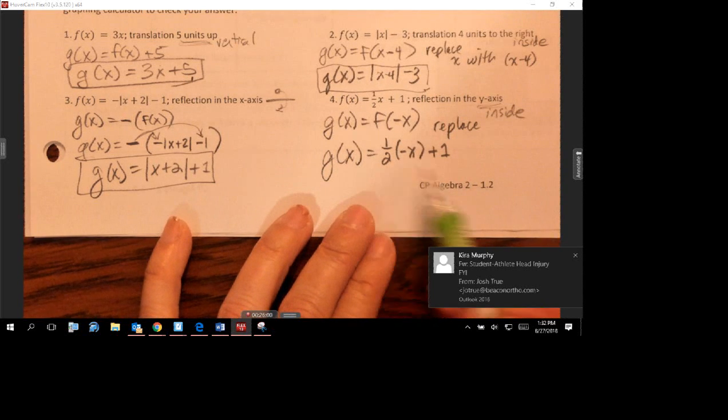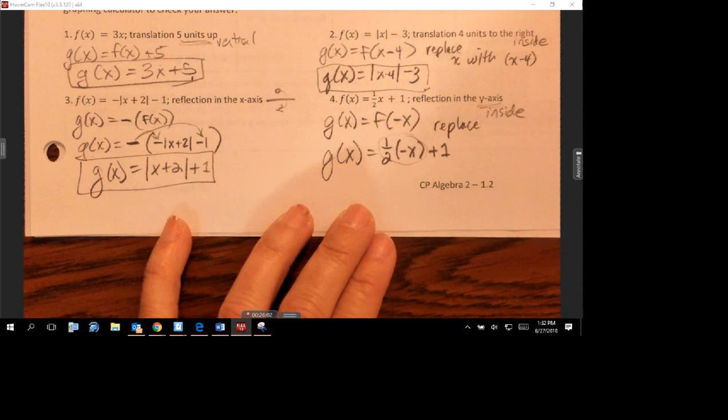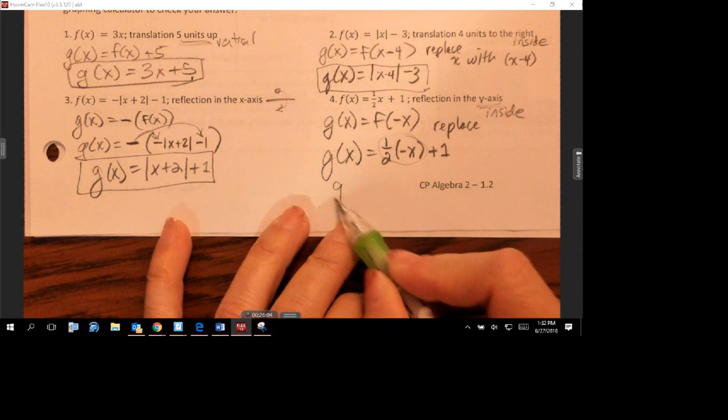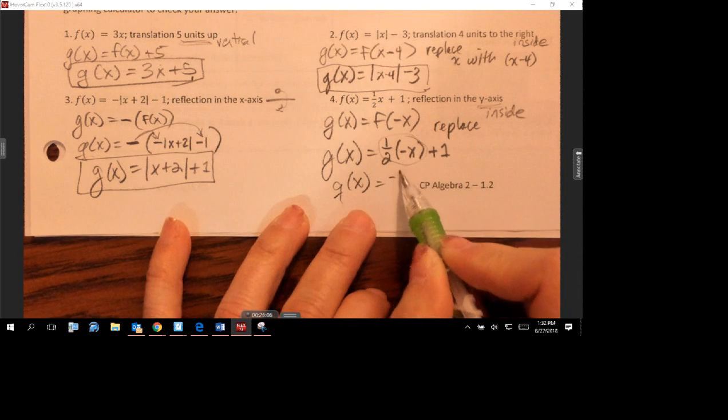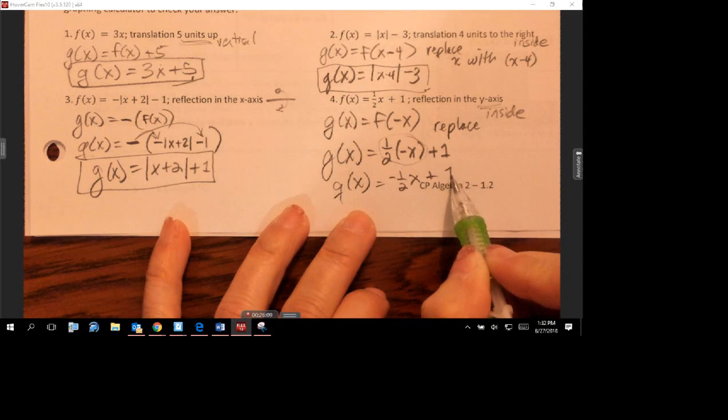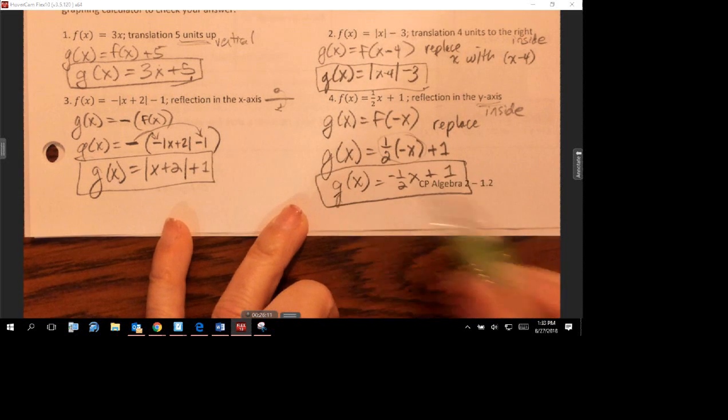All right, and then to simplify this one, we'll just multiply the 1/2 by the negative x, which will give us negative 1/2 x plus 1. With that answer.